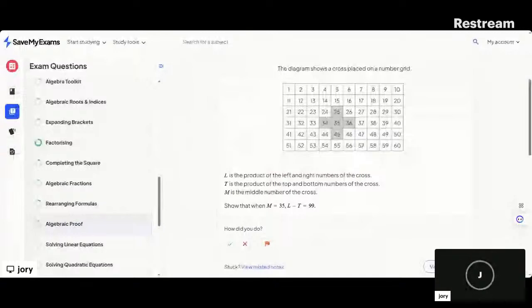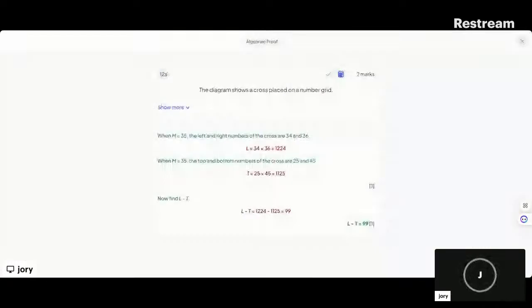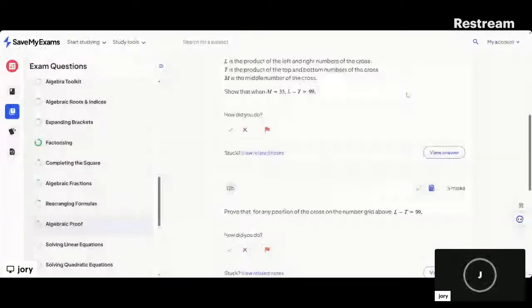Stupid. 34 times 36 is 1224. 25 times 45 is 1225. 1224 minus 1225 is 99. Okay. I didn't do it right though.